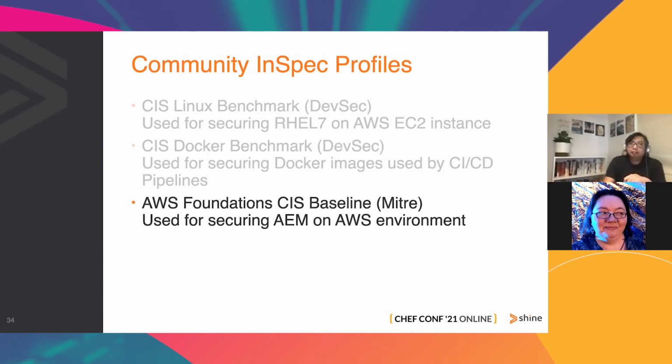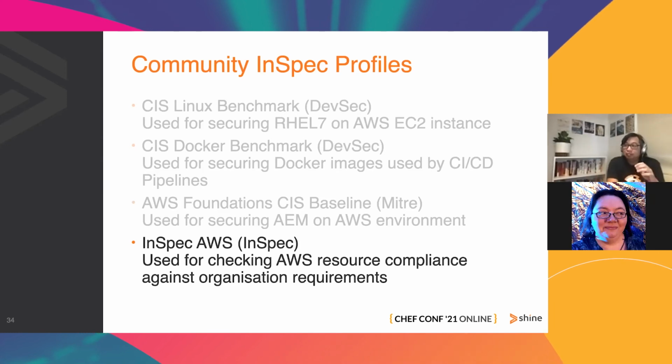And then another organization, MITRE, implemented the CIS baseline for AWS Foundation, and we use that for securing the AEM on AWS environment. And last but not least, one of the problems we hit back then: we started implementing some libraries using the AWS SDK, and it turns out there is already Inspect AWS. So we use that for checking compliance against various AWS resources. Instead of using the AWS SDK, we can straight away use the controls supplied by Inspect AWS.